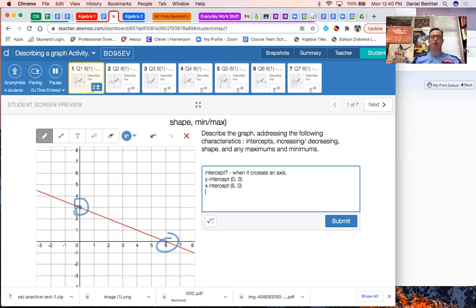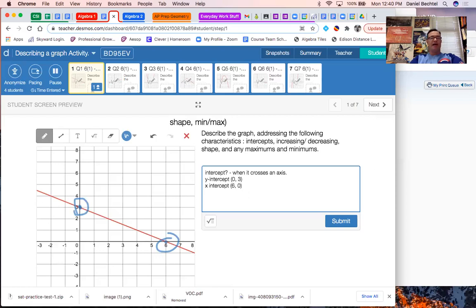Does this increase or decrease? If you look at the graph, what is it doing? Someone's got to make a guess for me. Because if you make a guess, then it's easy for me to fix it if it's wrong, or easy for me to confirm it if it's right. So somebody tell me in the chat, is this graph of this line an increasing line or a decreasing line?